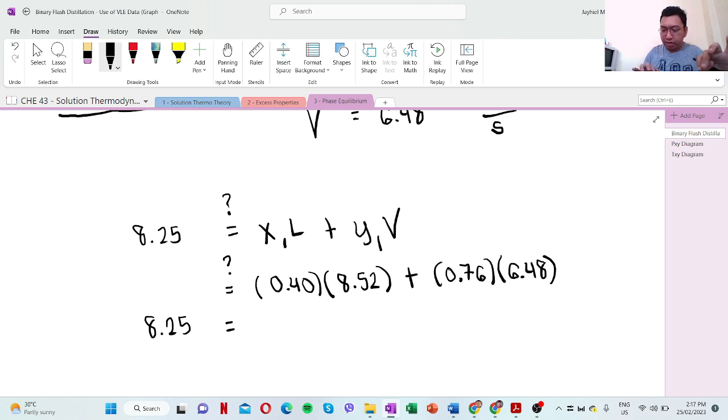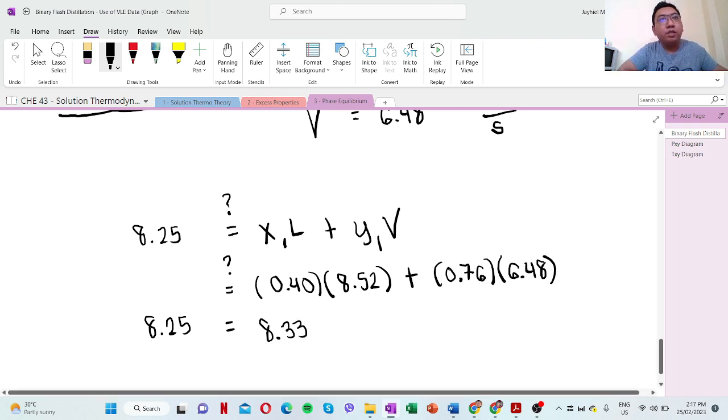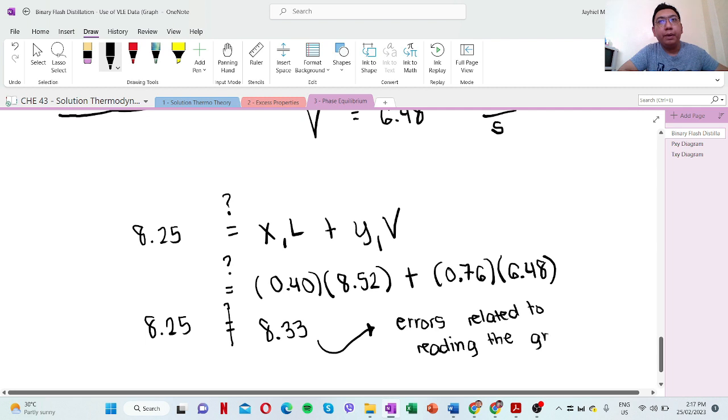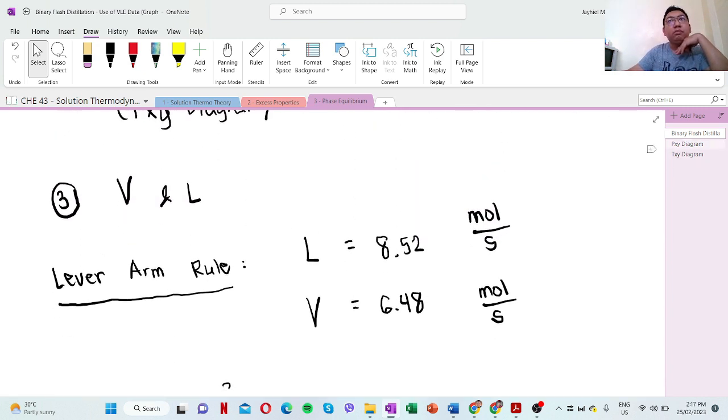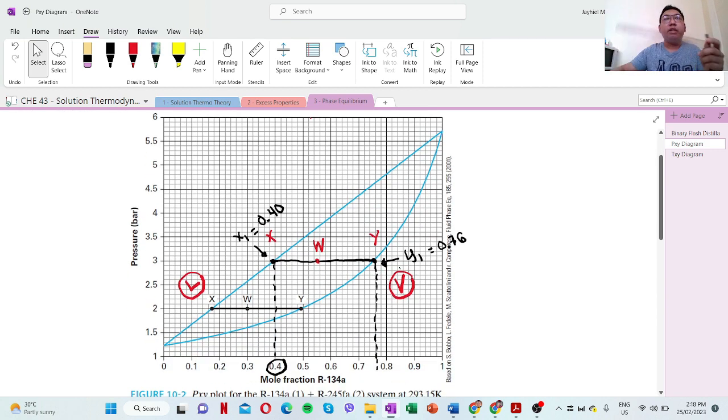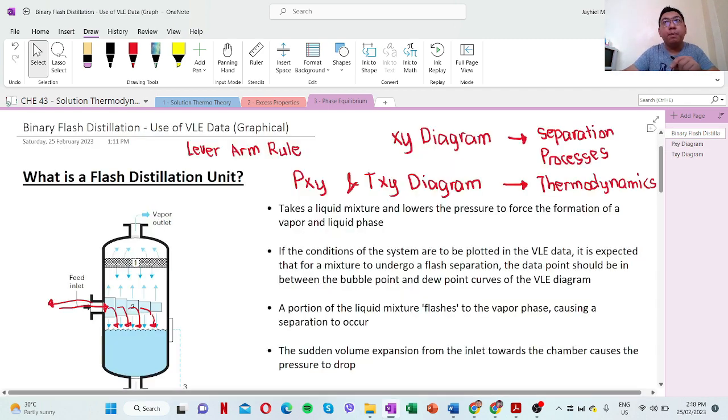Okay, I'm actually not sure if I'm getting this right. 8.33. Oh, there is a slight difference. Let's say it's not equal. But the reason why it's not equal is because of errors related to reading the graph. If you are my student in this course, I won't really mind if there are slight differences when you do graphical, because it's expected, given that right now I'm just using my screen to read the values or the magnitudes of the line segments. So it's expected that I will get some inconsistencies.